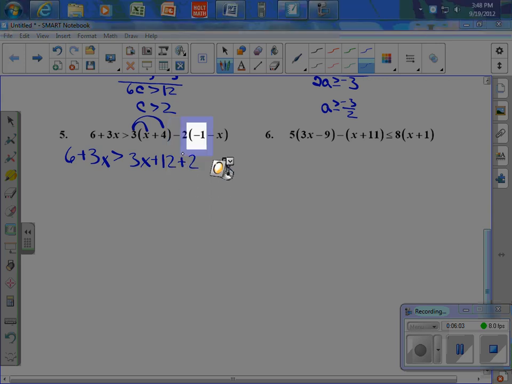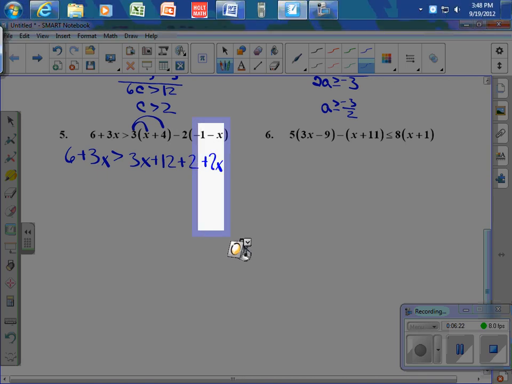Then I see a negative 2 times a negative x. All I'm doing is multiplying two numbers. What two numbers do I see? I see a negative 2 outside the parentheses. Inside, I see a negative x. What's negative 2 times negative x? Positive 2x.